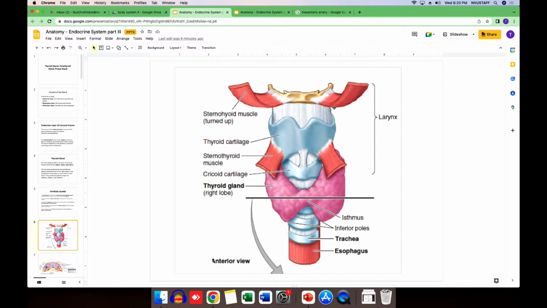And on the cricoid cartilage, we have our thyroid gland, and this is our right lobe and left lobe, and between them we have the isthmus. These are the inferior poles of our thyroid gland, and these are the superior poles, and they are located above our trachea and esophagus, right? From the vertebra coming anteriorly, we have the vertebra, then the esophagus, trachea, and our thyroid gland. Then the muscles and the skin, okay?